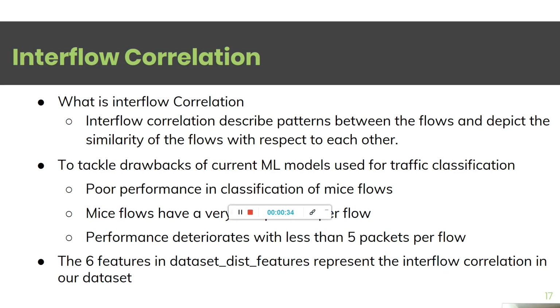The reason why we wanted to use features that encode information about the correlation between flows is that machine learning models that conduct the task of traffic flow identification exhibit poor performance when the number of packets that are used to identify the flow are very few, 5 or less, and that's the case with the mice flows, which are network traffic flows that are composed of a limited number of packets.